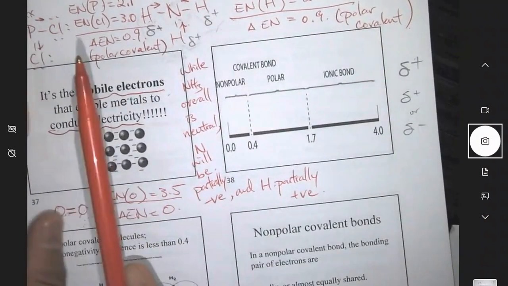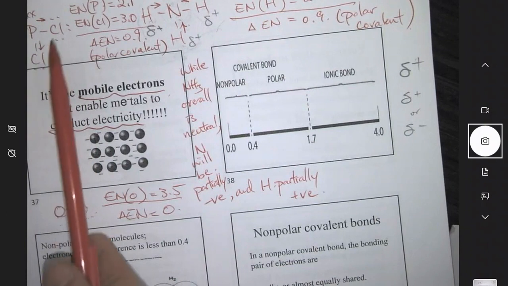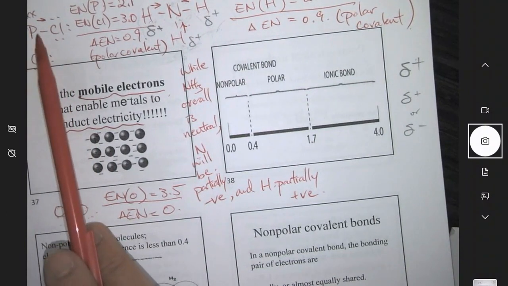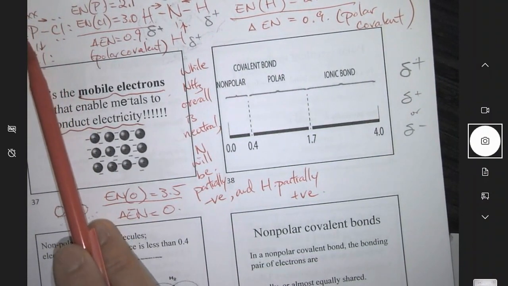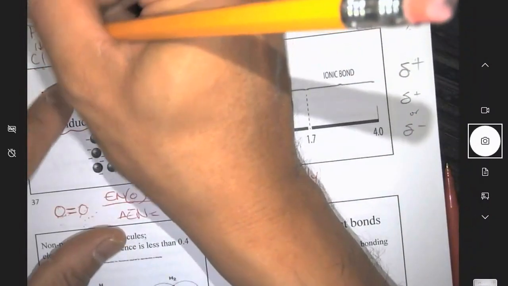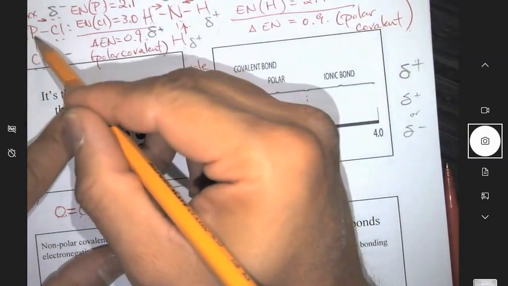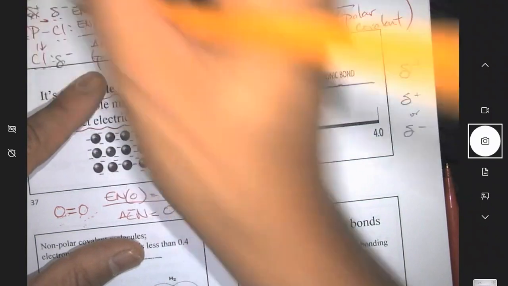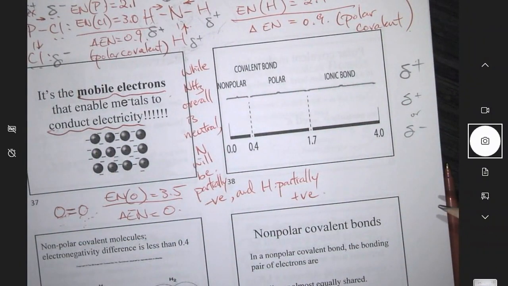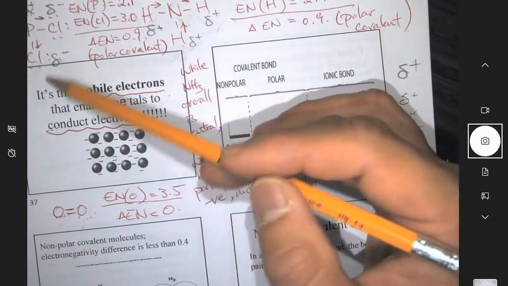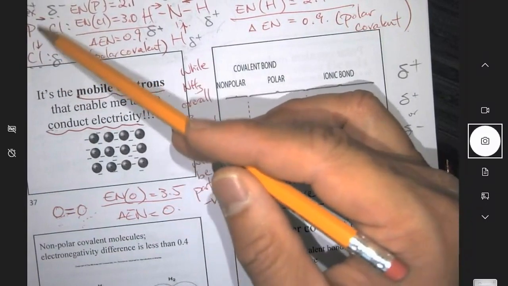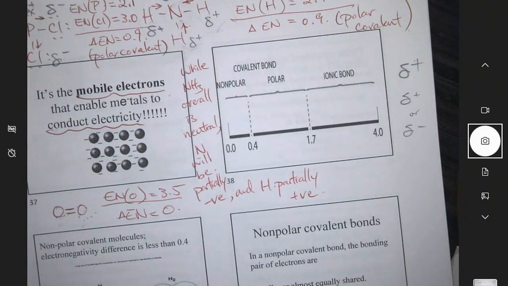Now, the opposite is true here. In PCl3, because the electrons are much closer towards the chlorine than to the phosphorus in the middle, all three chlorine will be partially negative, and the phosphorus in the middle will be partially positive. So overall, the molecule is neutral, but these guys like the electrons more, so these guys will be partially negative. You have a partially positive part or side of the molecule itself. Any questions?